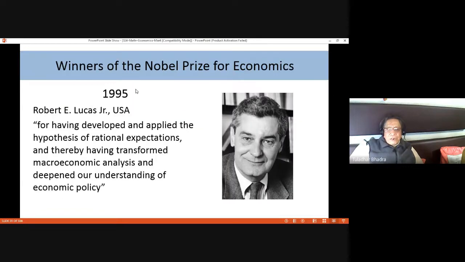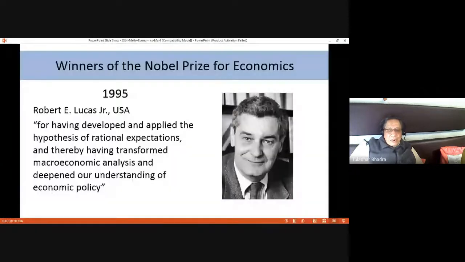1995, Robert Lucas Jr., for having developed and applied the hypothesis of rational expectations, and thereby having transformed macroeconomic analysis and deepened our understanding of economic policy.